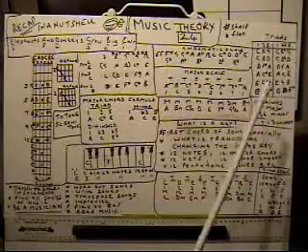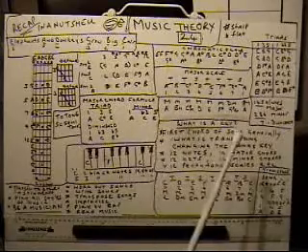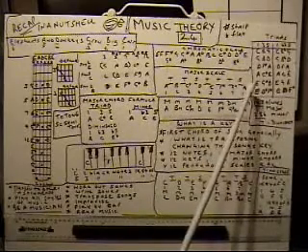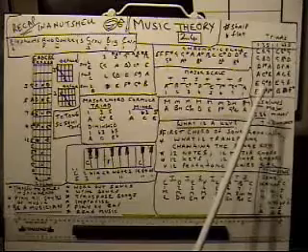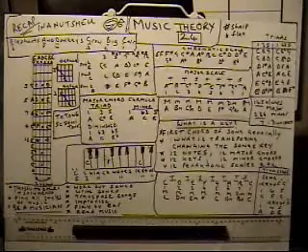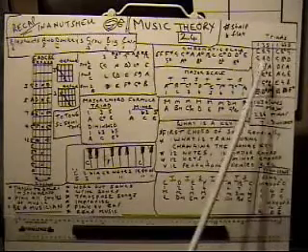Okay, triads. It's really important. I keep banging on about the triads. Triads are the 3 notes that make up a chord. There are only 3 notes in a major chord and a minor chord. I'm going to show you where they come from.